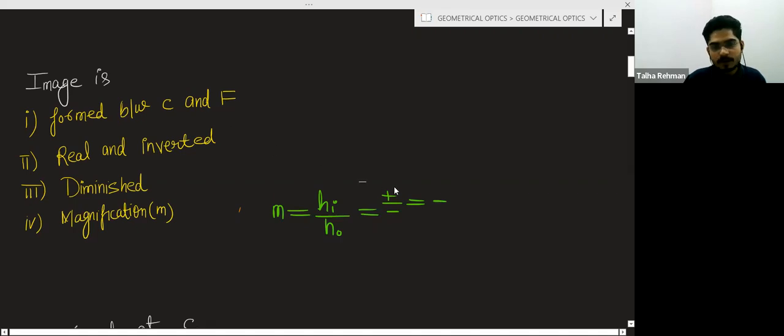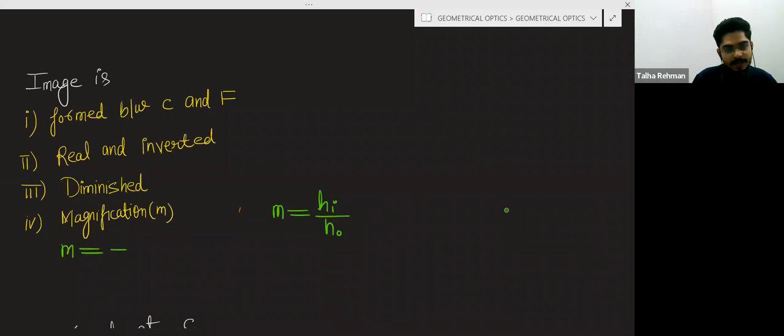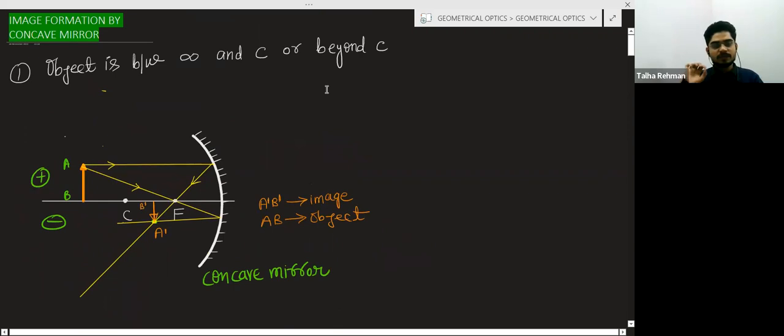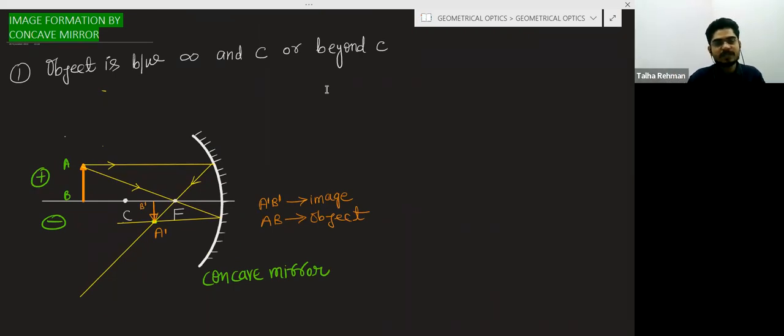So magnification will be negative. And if you are talking about the magnitude of the magnification, the height of image is less than the height of the object, that is why the magnitude of the magnification will be less than 1. Okay Hamza, so the remaining five cases we will discuss in the next class.